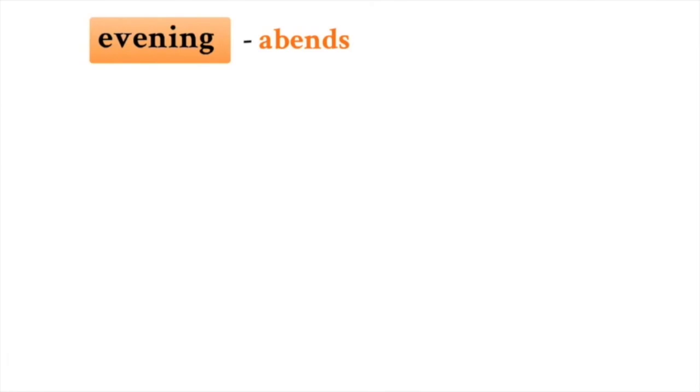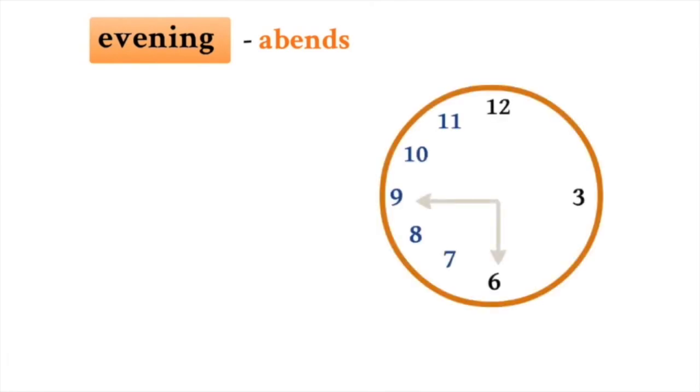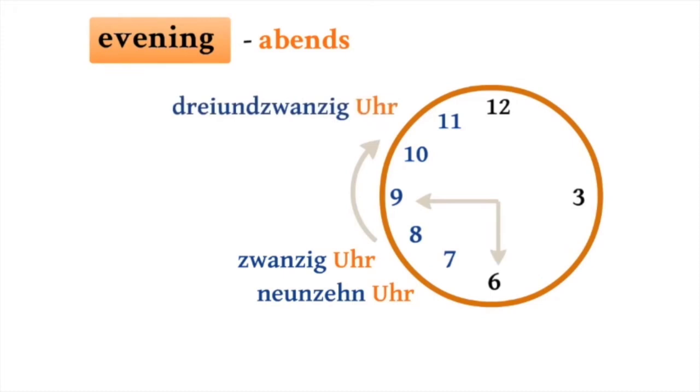Now we will have a look at the evening, which is abends. Here we have 7 o'clock, which is 19 Uhr, 8 o'clock, 20 Uhr, and so on until 23 Uhr, which is 11 o'clock. Also for the time from 7 o'clock to 11 o'clock in the evening, you can use the term 7 Uhr abends, 8 Uhr abends, and so on until 11 Uhr abends. 23 Uhr, 20 Uhr, 19 Uhr, 7 Uhr abends, 8 Uhr abends, 11 Uhr abends.